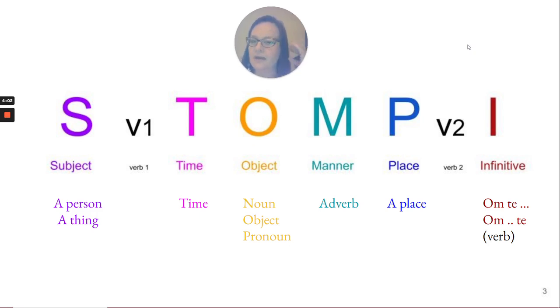A cue in the back of your mind: always remember the verb goes second. Whatever you put first, whether you put the time first or the object first or the subject first, the next thing after that is the verb. So tonight we will be doing the subject and the verb, and I'll introduce you to the nuance in the verbs. And then you have time, object, manner, place, verb to infinitive. And I'll do short sections on every part of STOMPI in the next couple of weeks.